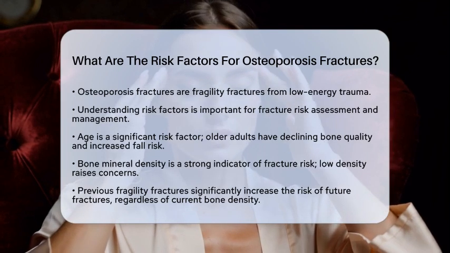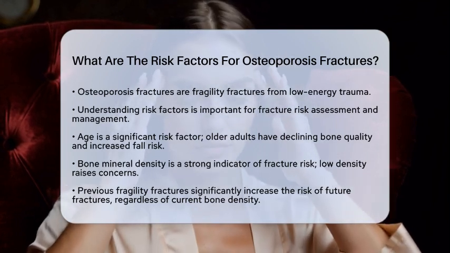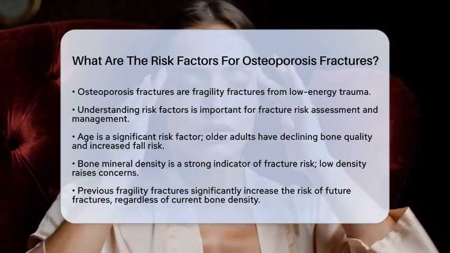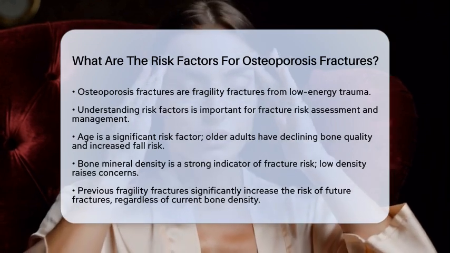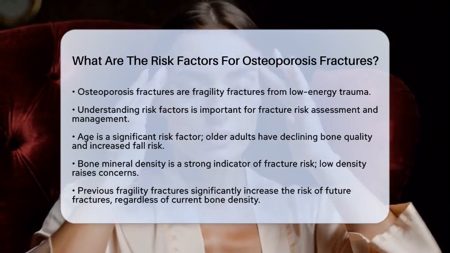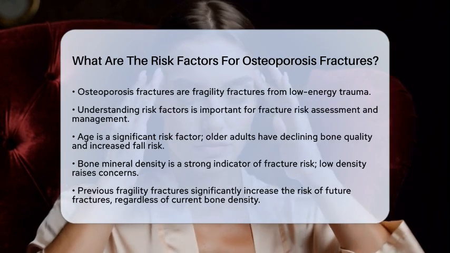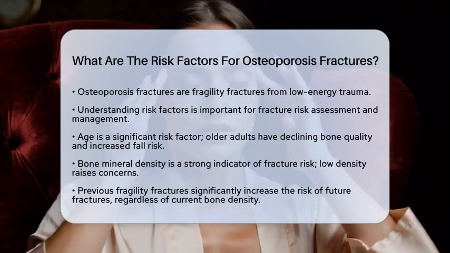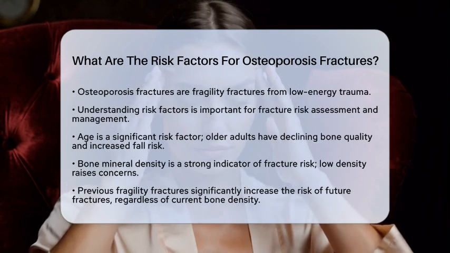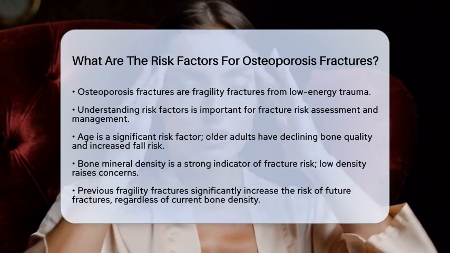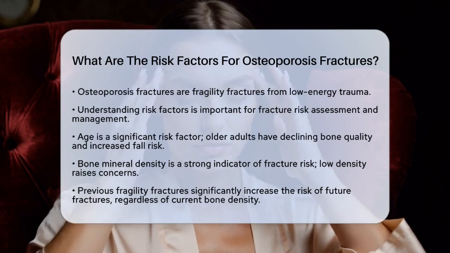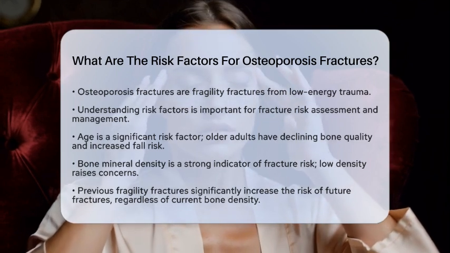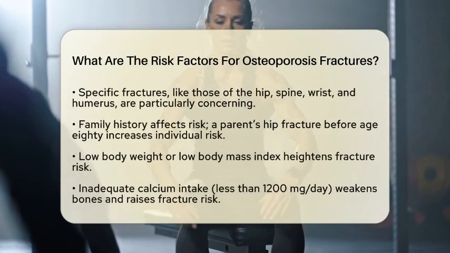Another critical factor is bone mineral density itself. Low bone mineral density is a strong indicator of fracture risk. However, if someone has had a previous fragility fracture, their risk for future fractures rises significantly, regardless of their current bone mineral density. Fractures of the hip, spine, wrist, and humerus are particularly concerning, as multiple vertebral fractures can greatly increase the risk of new fractures.